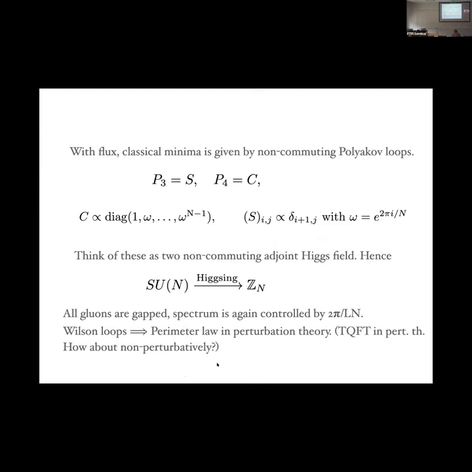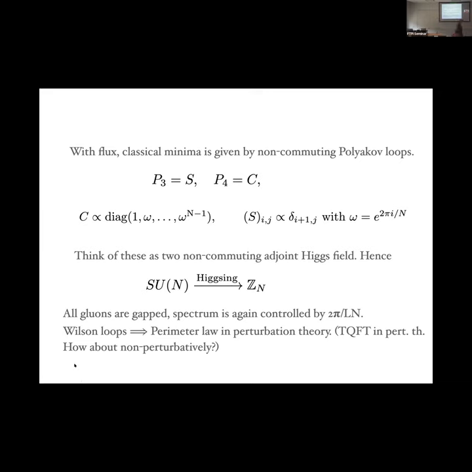Now, when you turn on 't Hooft flux, the gauge invariant combination, the Polyakov loop, is not just the holonomy, it also includes the transition function. So it's a non-triviality. And if you are in the weakly coupled vacuum, you can actually show that the two Polyakov loops that go around these two cycles take two values. One of them is the N by N shift matrix. The other one is the clock matrix. These are the clock and shift matrices that we know very well from quantum mechanics.